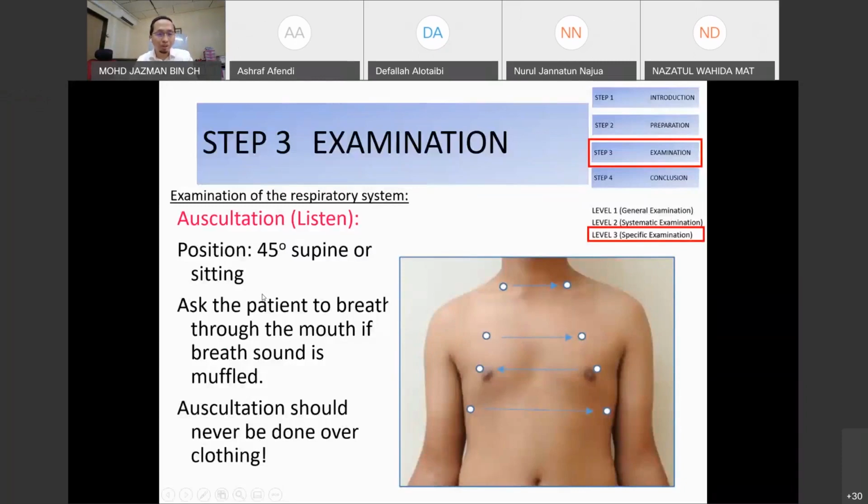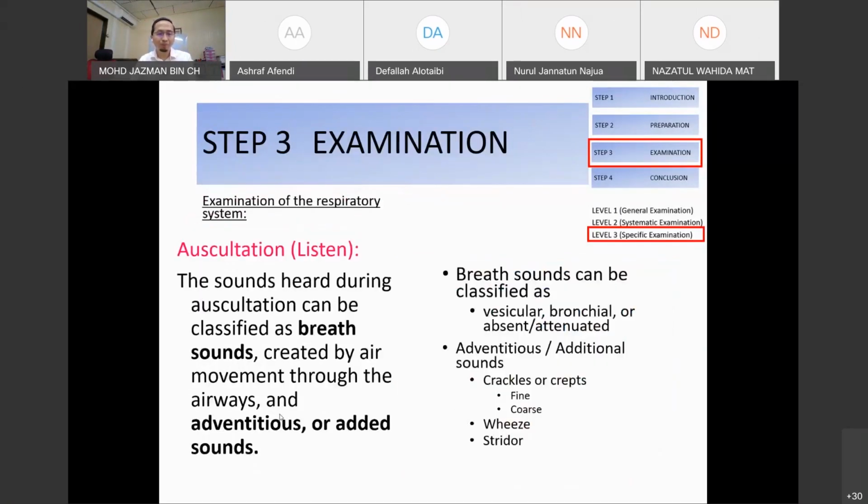Next is auscultation. You need to listen at the following points, the same parts where you percuss the patient. So remember, we need to position the patient at 45 degrees, supine or sitting. You can ask the patient to breathe through the mouth to accentuate the breath sound better. Okay, so what do you hear on auscultation? You should hear breath sounds, and depending on the condition, you will hear adventitious or added sounds. Breath sound can be vesicular, bronchial, or absent.